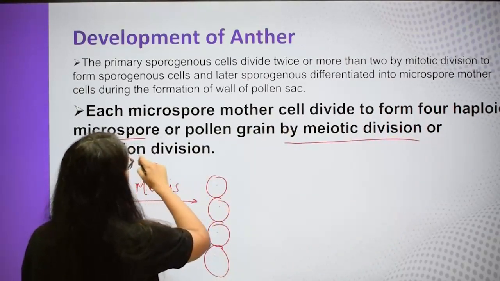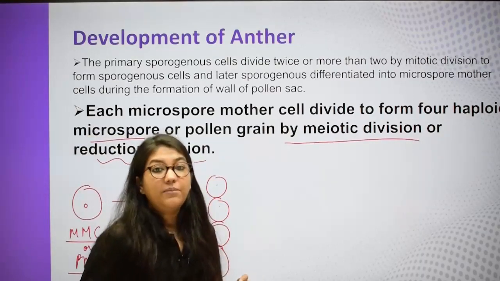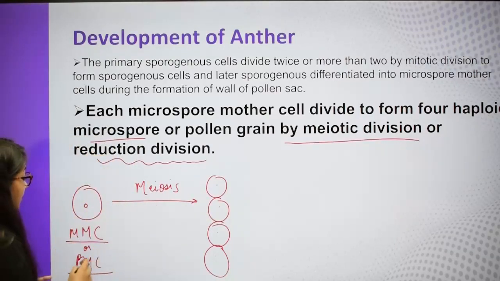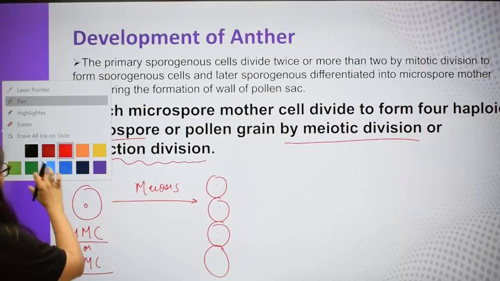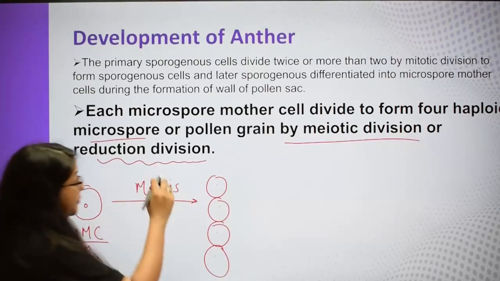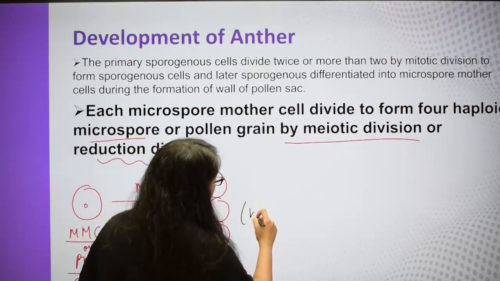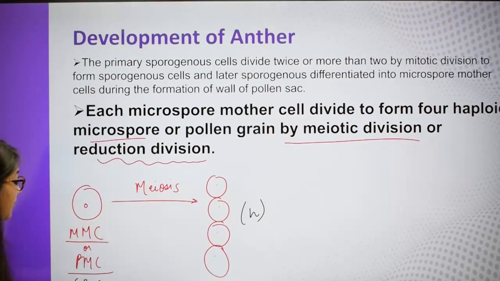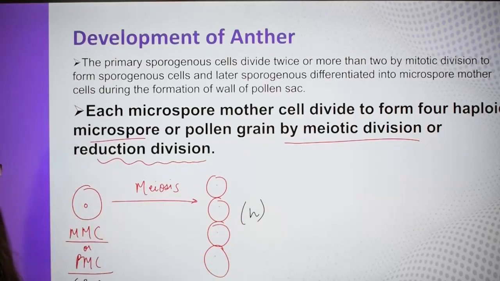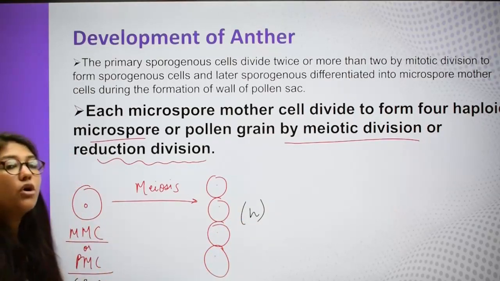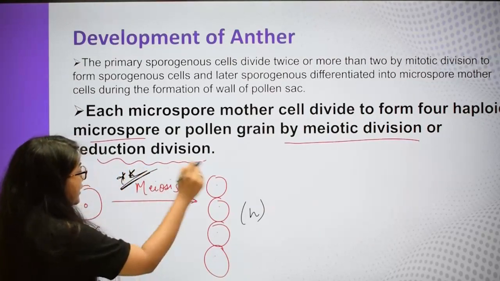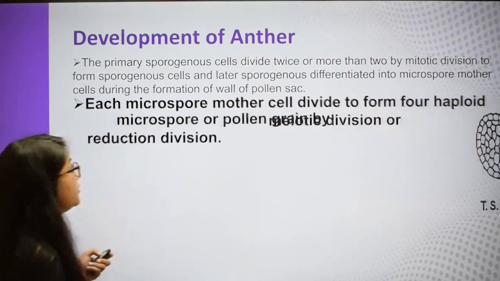So each microspore mother cell divides to form 4 microspores or pollen grains by meiotic division or reduction division, right? Ultimately, what are we forming? Gametes. So they are haploid. Now please remember, if a question asks you about the ploidy of MMC, it is diploid. The ploidy of microspores is going to be haploid, right? This is how we represent it, 2n and n. This is important. Which division is happening here? It's meiosis which is happening here.